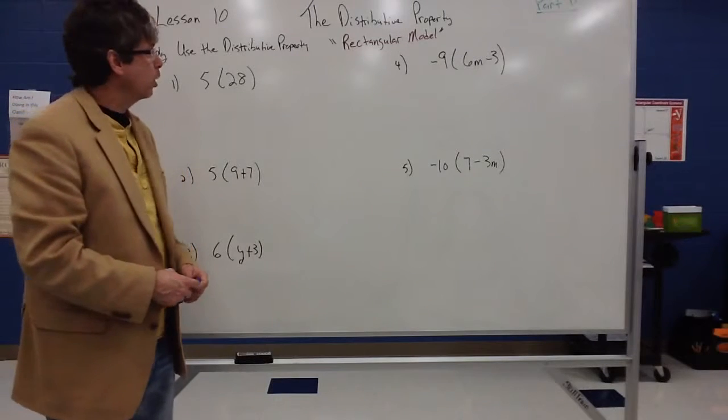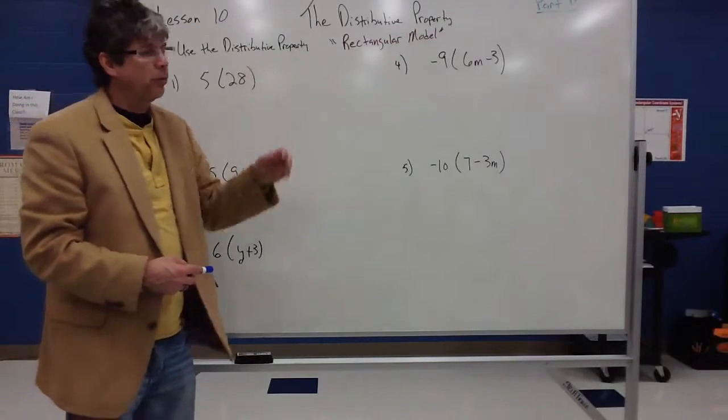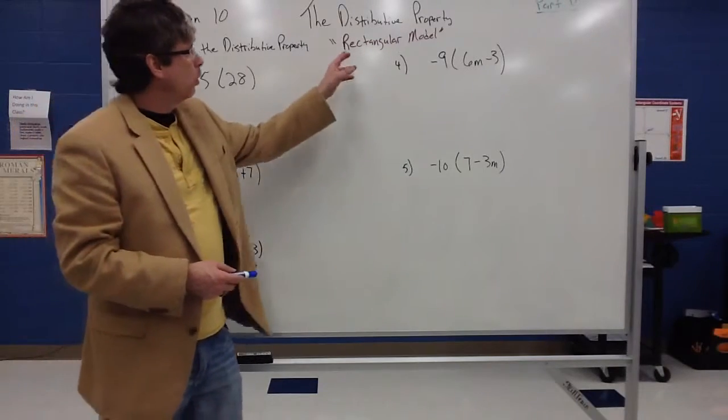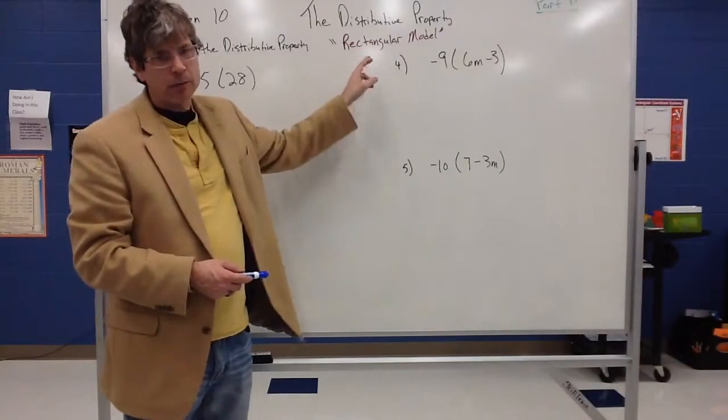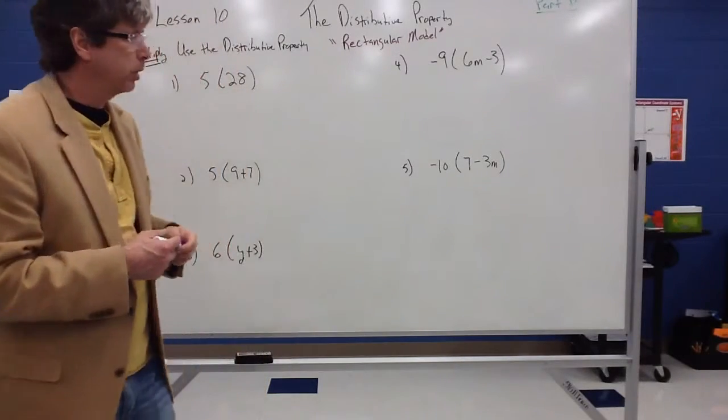So welcome back. We're going to move into Lesson 10. Lesson 10, we're going to revisit the distributive property. A way we can model the distributive property is what we call the rectangular model. But remember, the distributive property is just another way we can multiply an expression.